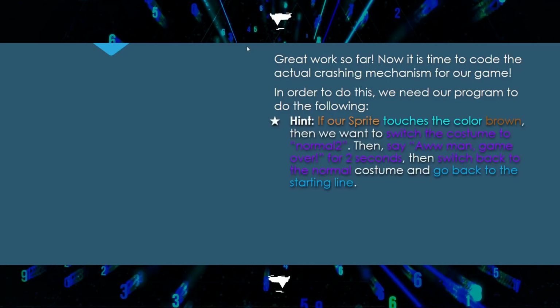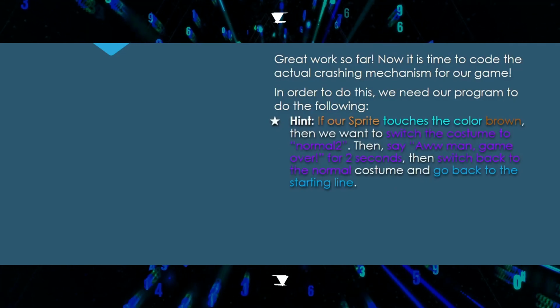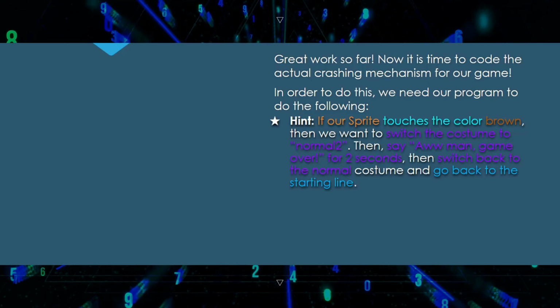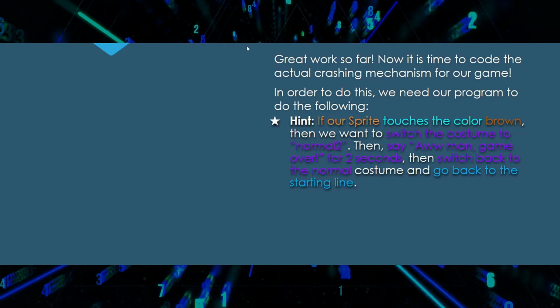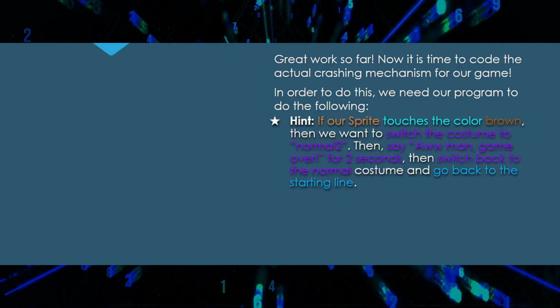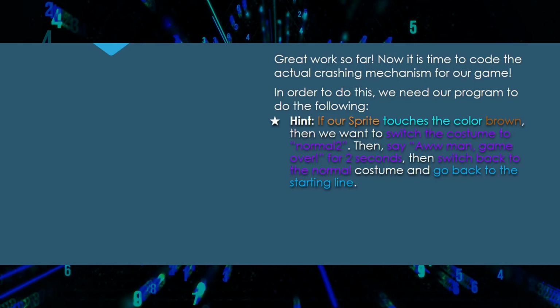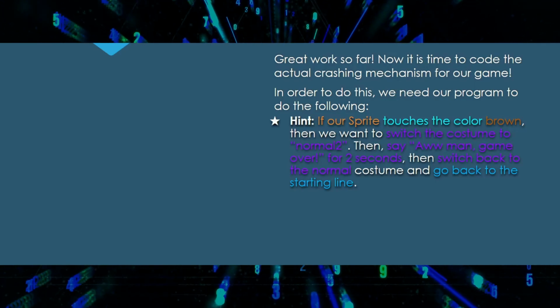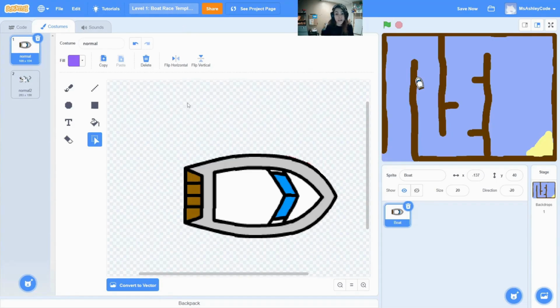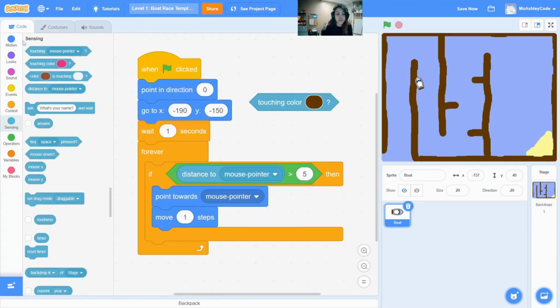So here's a hint. If our sprite touches the color brown, then we want to switch the costume to normal 2. Then say, "Aw man, game over" for 2 seconds. Then switch back to normal costume and go back to the starting line. So we're going to need a new condition for our program. Let's go ahead and grab an if condition. So we're going to navigate back to our coding tab and let's go into control.